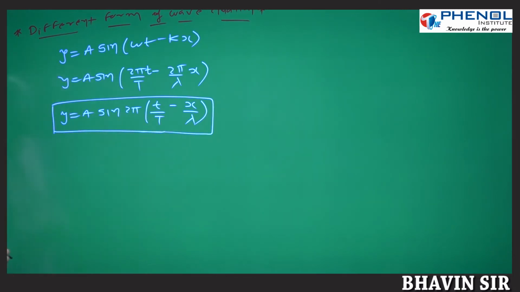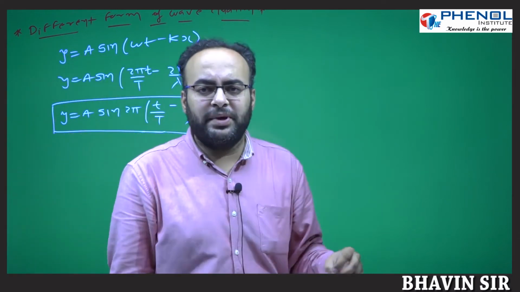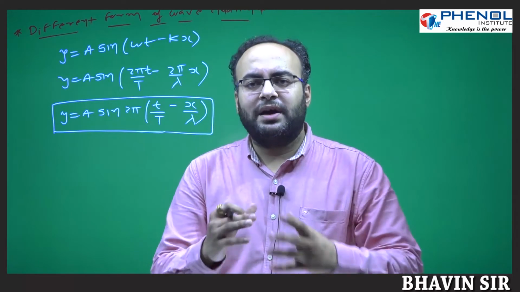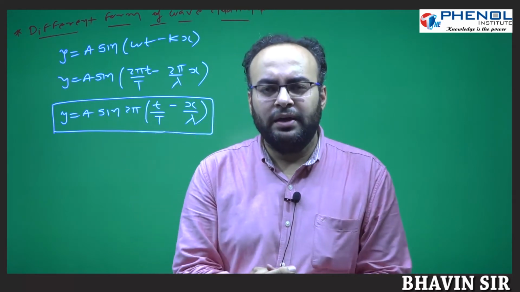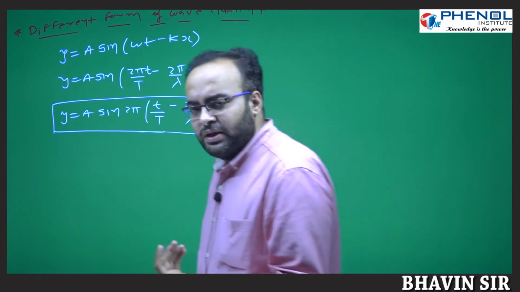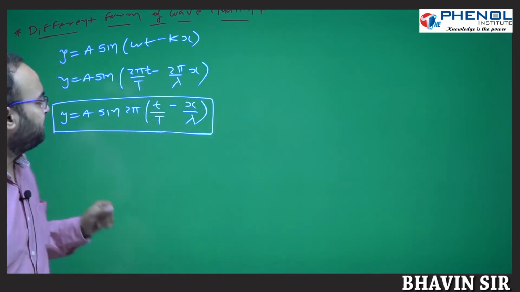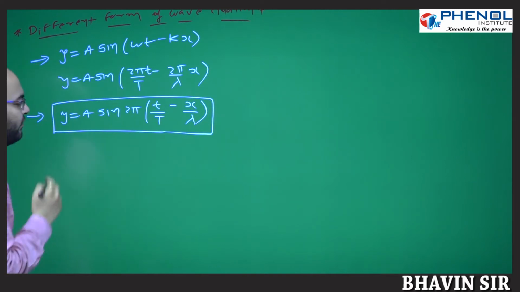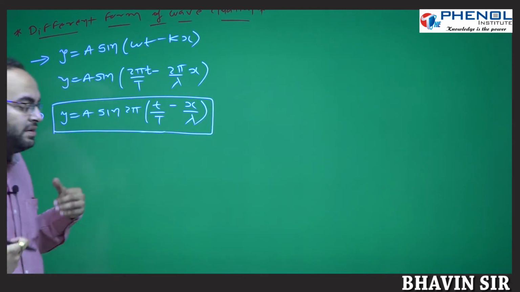So this is the second form of wave equation: A sin 2 pi in bracket t by capital T minus x by lambda. Okay, so this is the second form of wave equation. Now next, students, this is the first, this is the second. Now we want to derive the form in terms of wave speed.